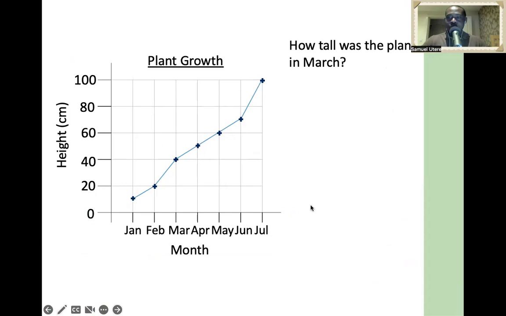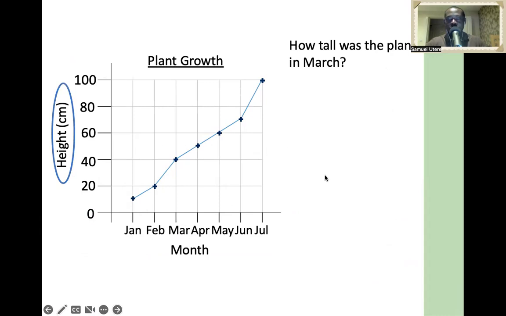All right. We'll now move on to the second part of the lesson where we'll learn about line charts. So line charts is another way of representing data. Now, look at this line chart. If we ask, for example, how tall was the plant in March? All right, so we can see the vertical axis is showing us the height of the plant, and then the horizontal axis is showing us the months on the chart corresponding to the height.